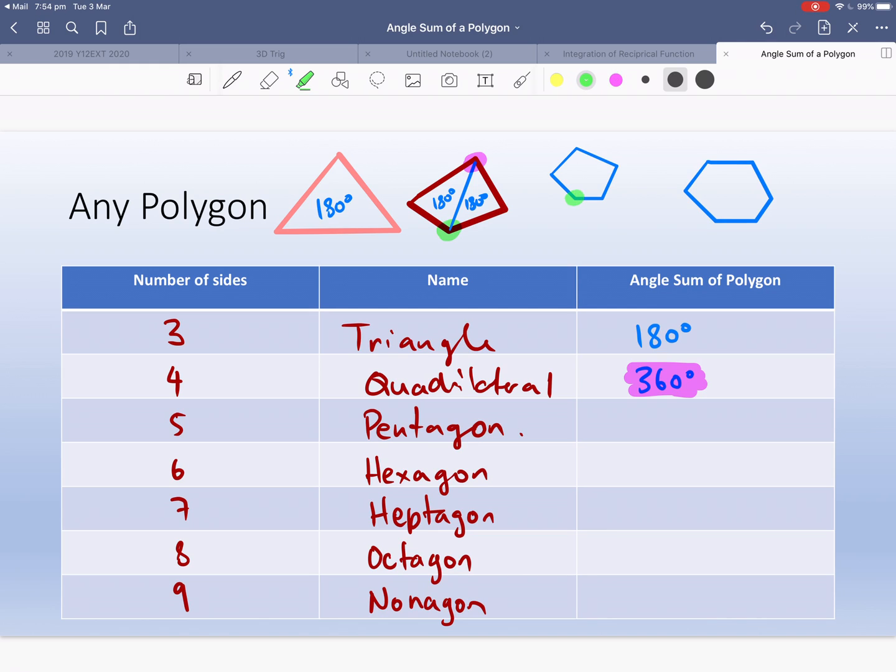Let's try this. So we start from one vertex, and we need to go to one of the others. We can only do straight lines. See how many triangles we have. I can't do any more. So each one of these must be 180 degrees. 180 plus 180 plus 180. Oh, that's 540 degrees. So what's happening is that as the number of sides goes up, we're adding 180 degrees.